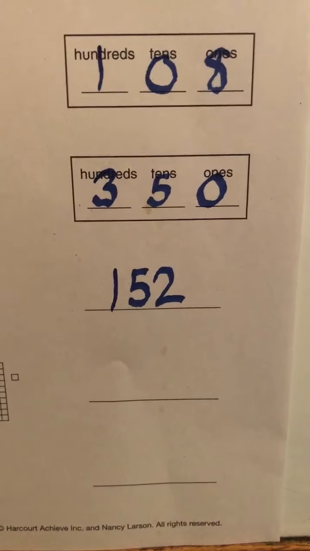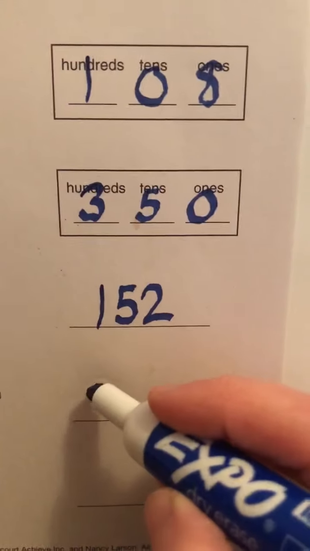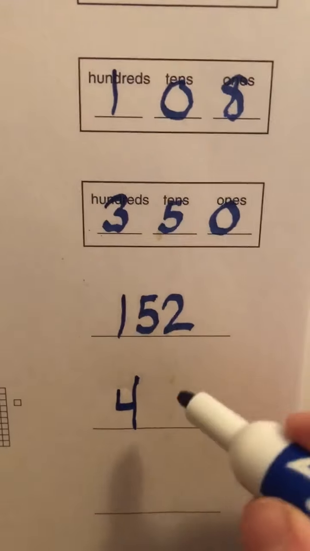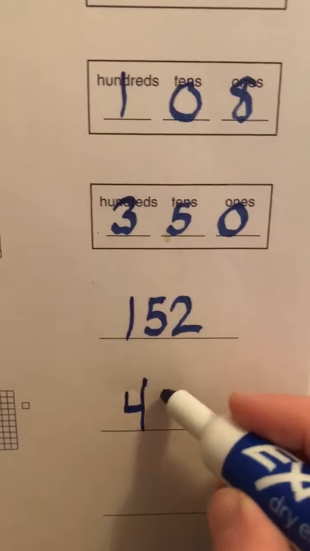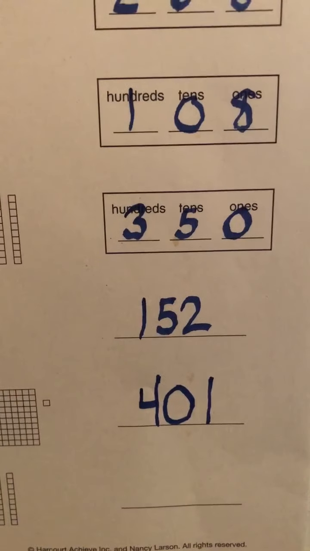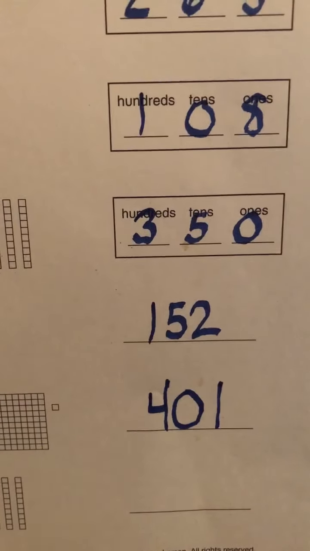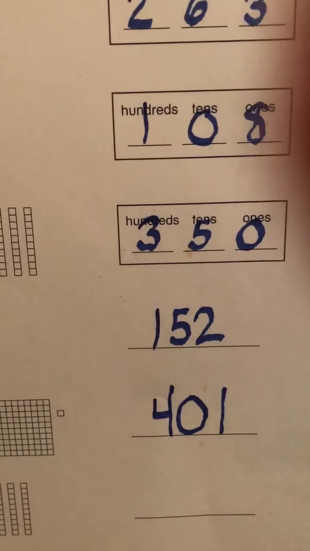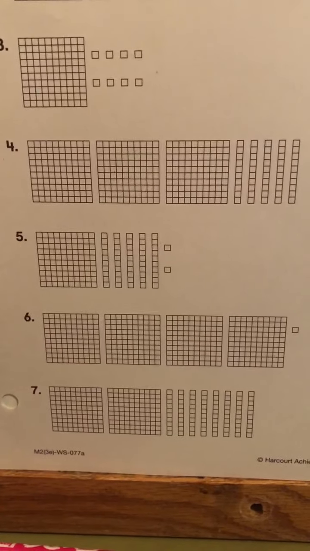a 0. Okay, so how many hundreds? 4. How many tens? 0. And how many ones? 1. What number do we have there? 401. Just 1 over 400. Good job. Okay, last one, number 7.